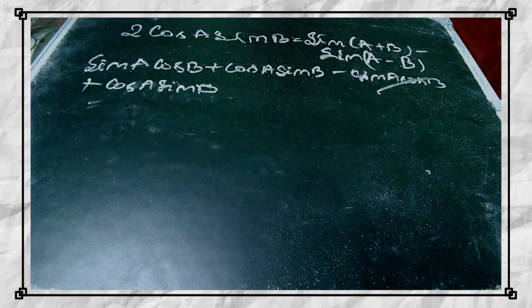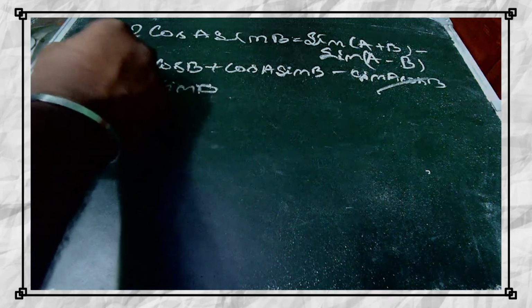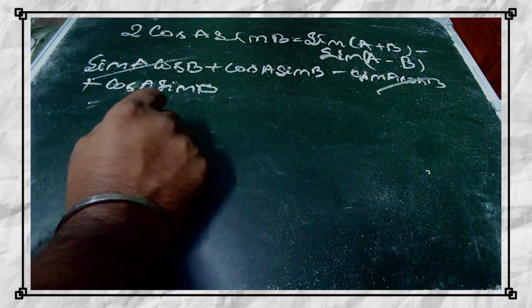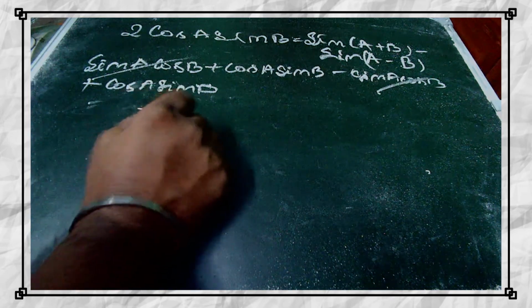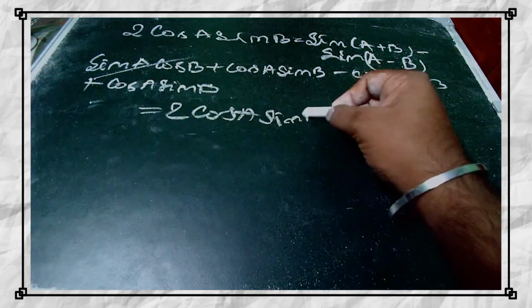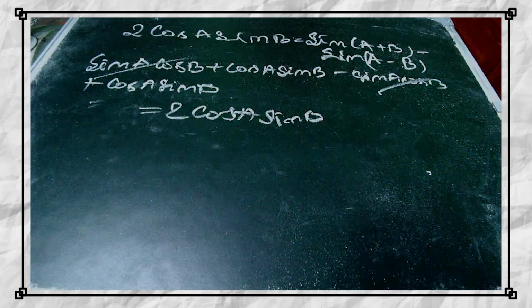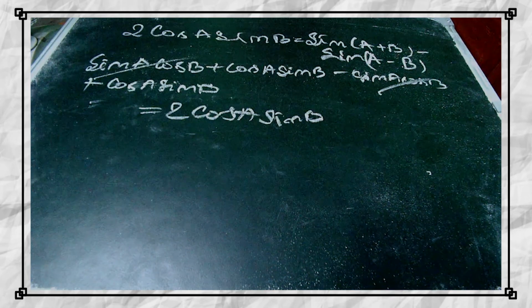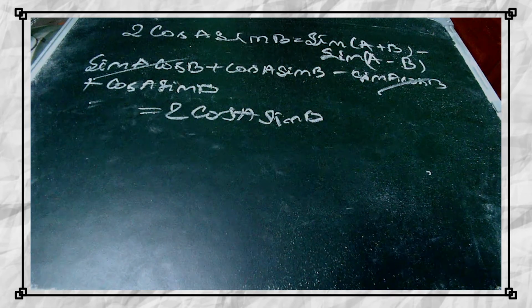So sine of A into cos of B and minus sine of A into cos of B get cancelled, and we are left with cos of A into sine of B plus cos of A into sine of B. That equals 2 cos of A into sine of B. So this was the derivation of the formula: 2 cos of A into sine of B is equal to sine of A plus B minus sine of A minus B.